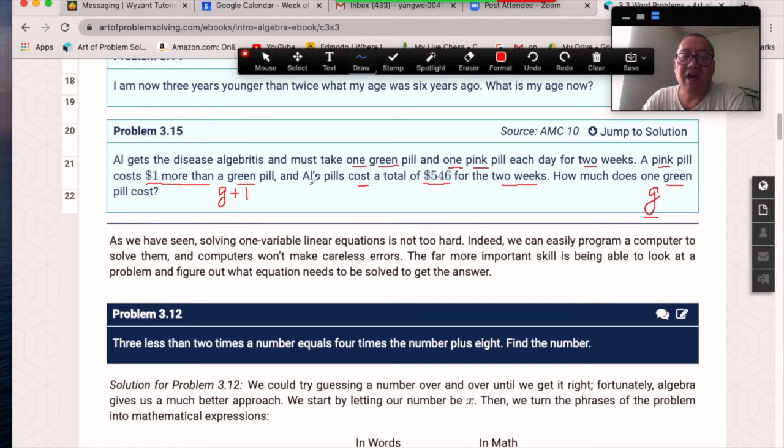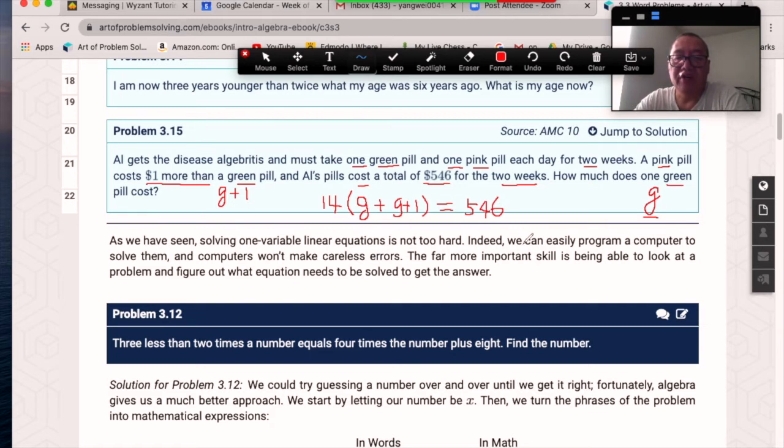Then they said Al's pills cost a total of $546 for 2 weeks. Each day, he needs to take a green pill and a pink pill. So that means each day, a green pill plus a pink pill cost. This put together is the cost for each day, right? Then 2 weeks. In 2 weeks, you have 14 days. Each week you have 7 days. Then 14 times this number should give you 546. Okay, so this is the equation.